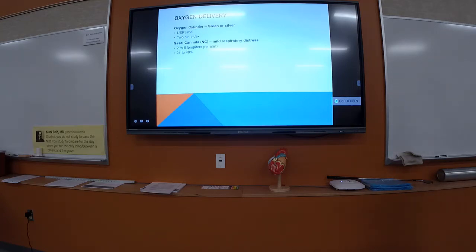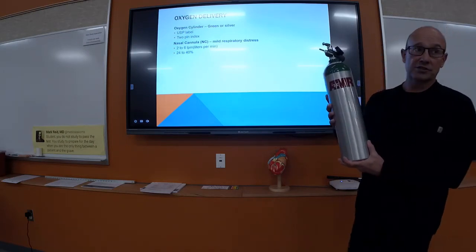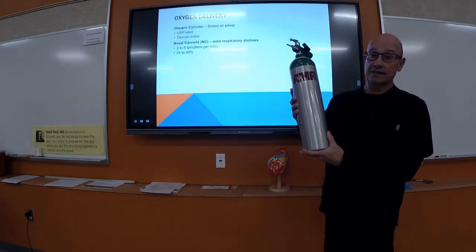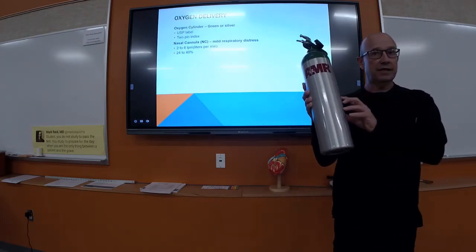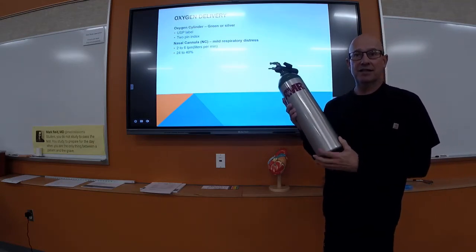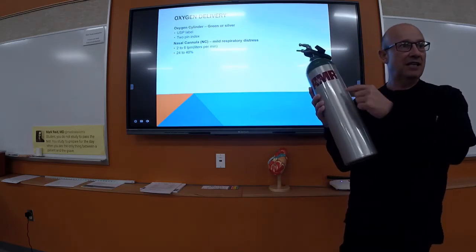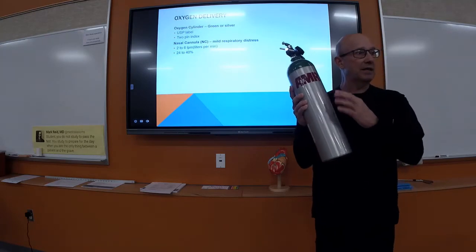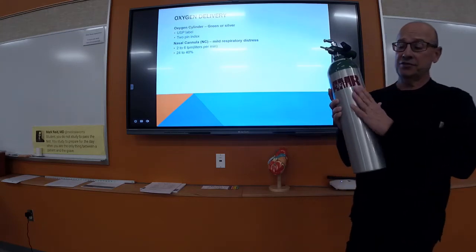When we look at oxygen delivery, the first thing we have to do is identify the oxygen cylinder. Remember, we identify it three ways. One way is through the color. It's either completely green or green and silver like this one. If this was a real tank with oxygen in it, it would have a label that says oxygen, and one that says USP oxygen. US Pharmacopeia means it's a drug. It's a medication, and so it has a label.